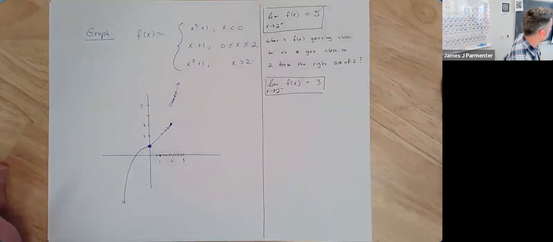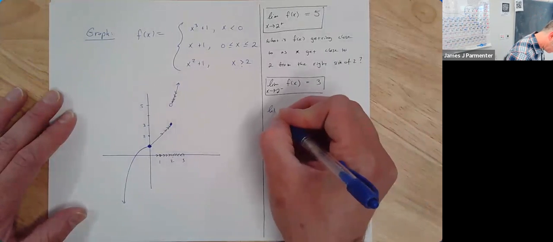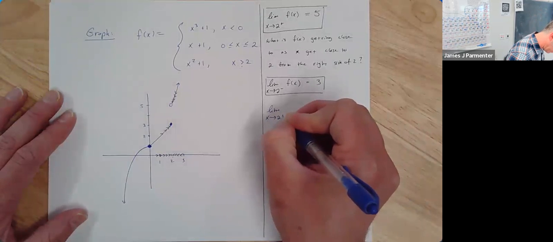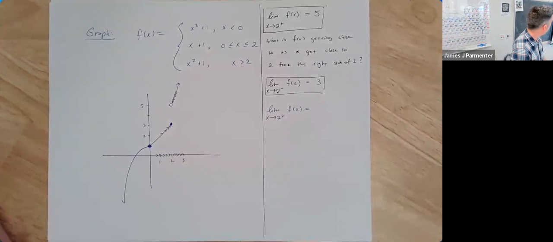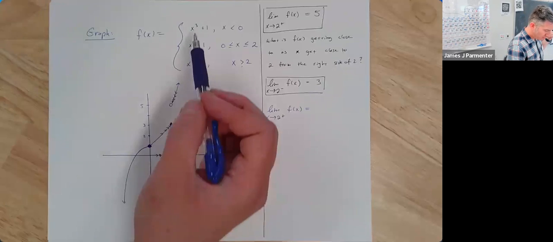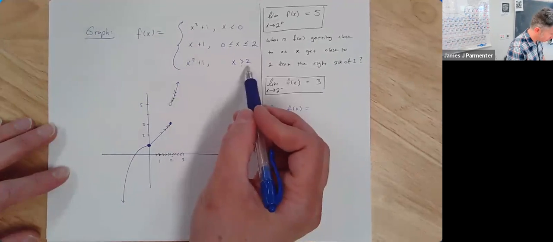Now let me back up and show you how I actually would have done it without the graph. If I wanted to find the limit as x approaches 2 from the right of f of x, here's what I would have said. Okay, well, x is bigger than 2. I'm approaching 2 from the right side of 2. So which piece of the piecewise function do I get to use when x is bigger than 2? Top, middle, or bottom? The bottom, right? That's where x is bigger than 2.